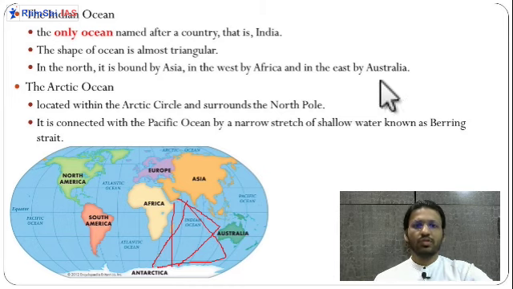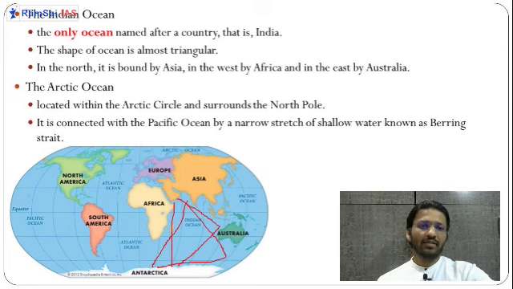For the Indian Ocean, you just have to remember that it's the only ocean named after a country. On one side of the Indian Ocean you have Asia, on another side Africa, on another side Australia, and downside you have the Southern Ocean. So these are the important facts about the Indian Ocean. There are so many more facts about the Indian Ocean which we are going to see in the next NCERTs.